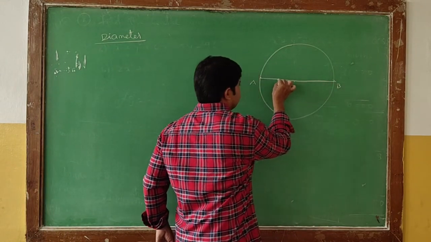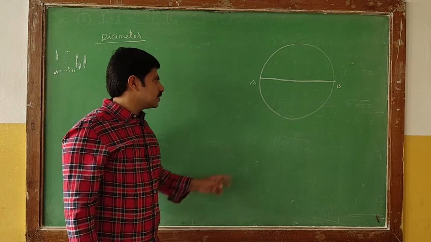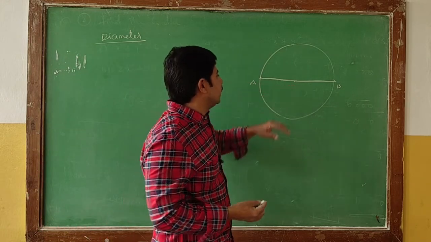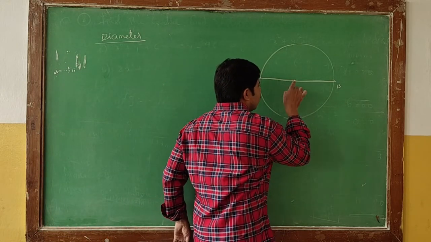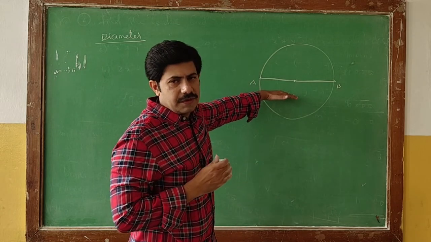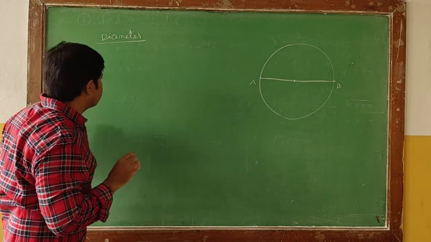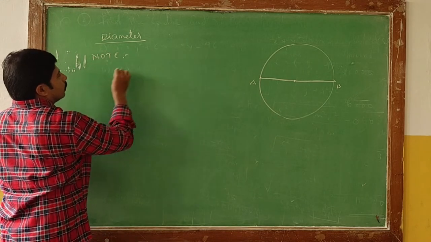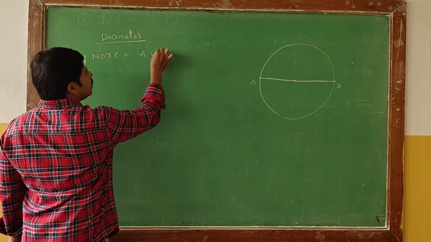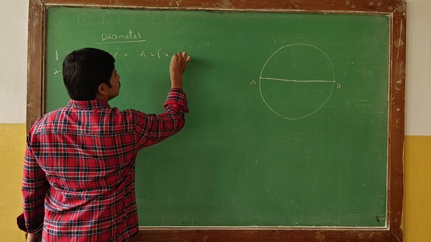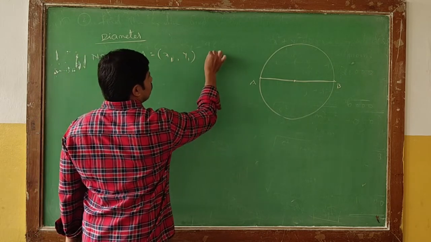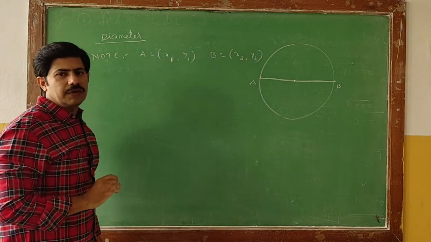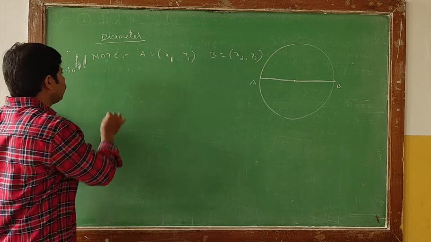So diameter means always passes through center. Diameter means the line joining two points on the circle which passes through center. This is very important. So now this is diameter. Now the next question, next you have a note here. A is equal to x1 comma y1, B is equal to x2 comma y2.